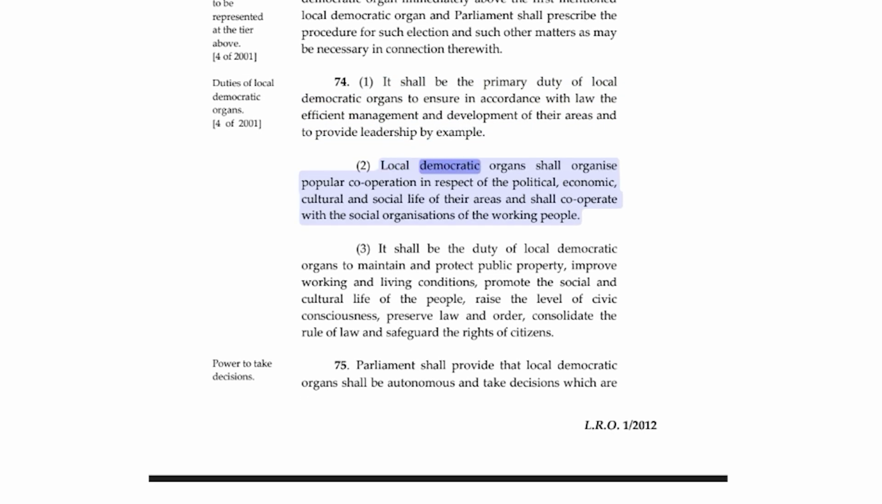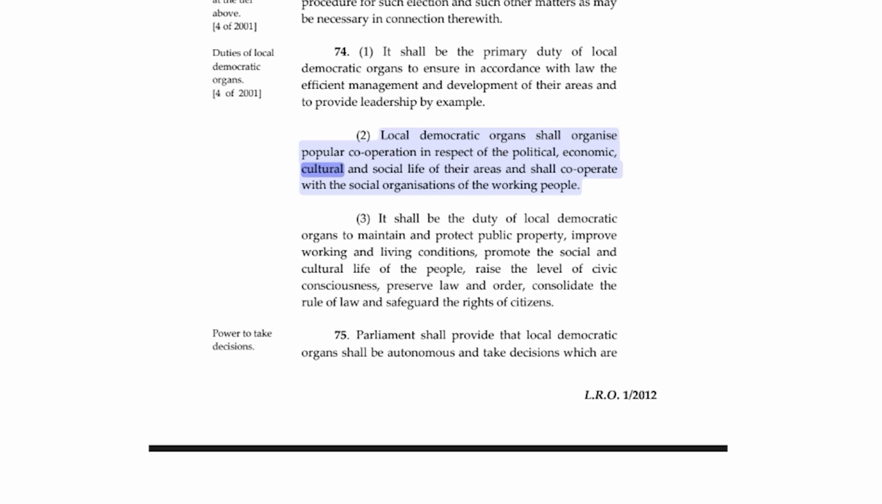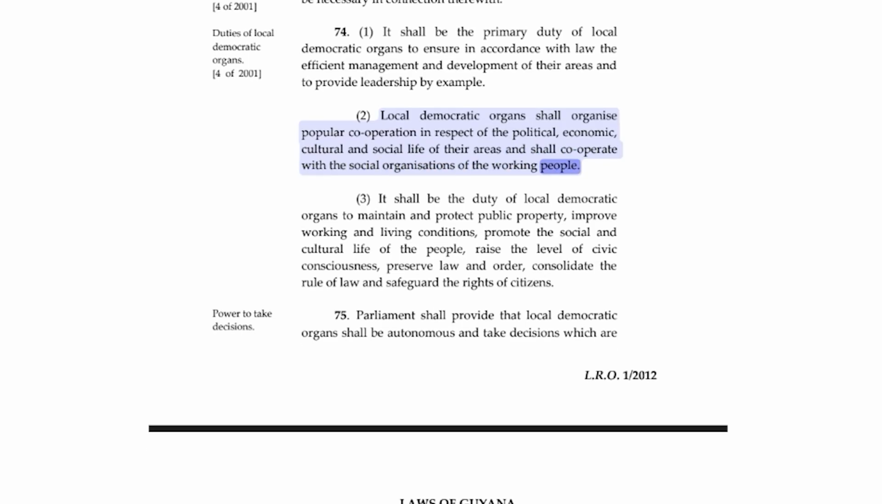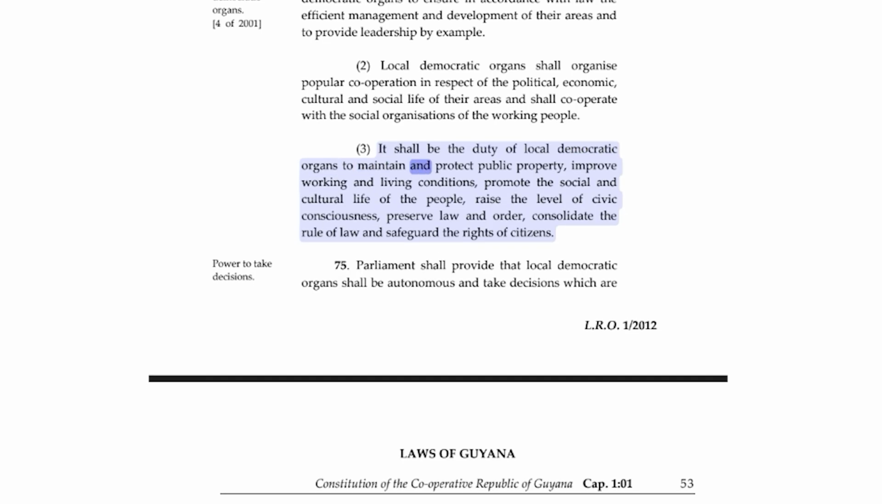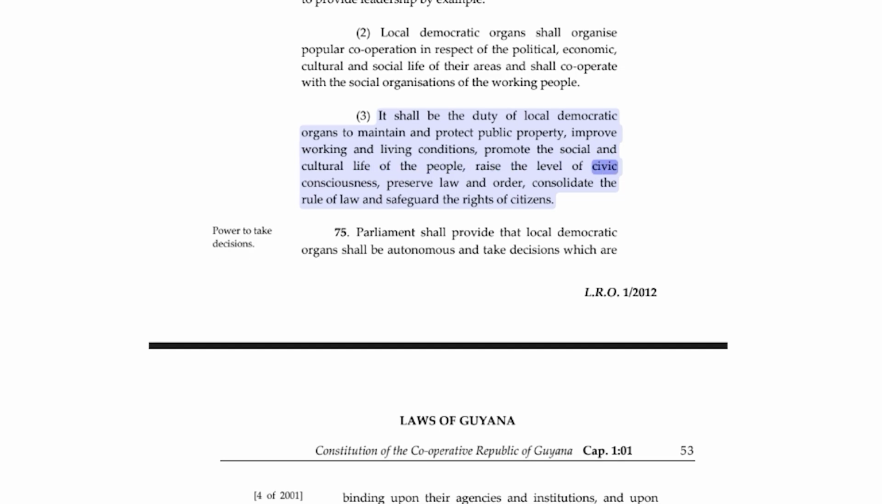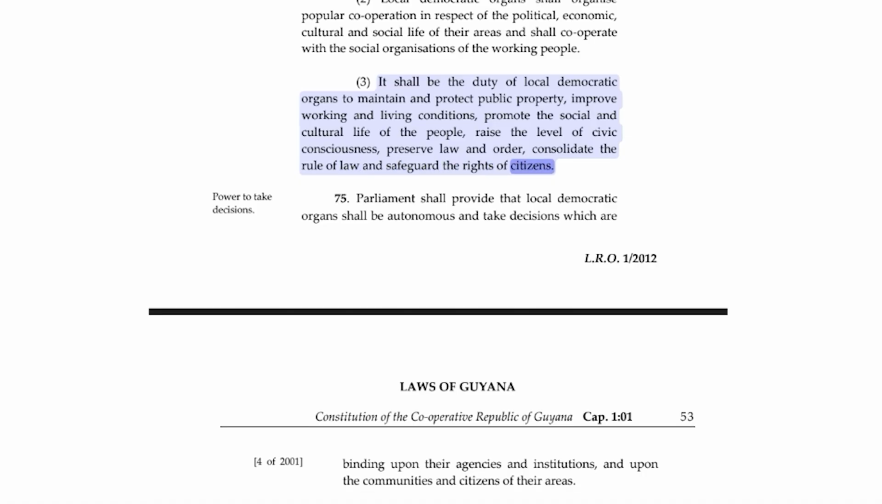2. Local democratic organs shall organize popular cooperation in respect of the political, economic, cultural, and social life of their areas, and shall cooperate with the social organizations of the working people. 3. It shall be the duty of local democratic organs to maintain and protect public property, improve working and living conditions, promote the social and cultural life of the people, raise the level of civic consciousness, preserve law and order, consolidate the rule of law and safeguard the rights of citizens.